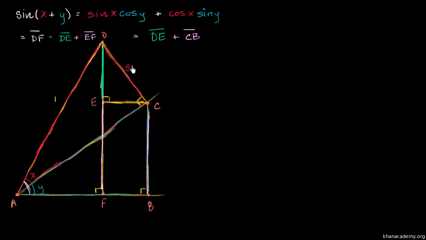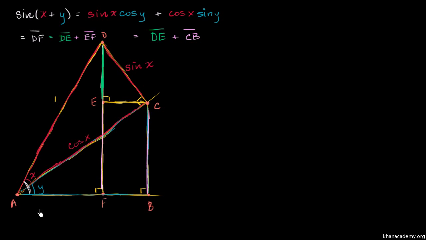So this length right over here is sine of x. And segment AC, same exact logic. Cosine of x is the length of AC over 1, which is just the length of AC. So the length of segment AC is cosine of x. So that's kind of interesting.